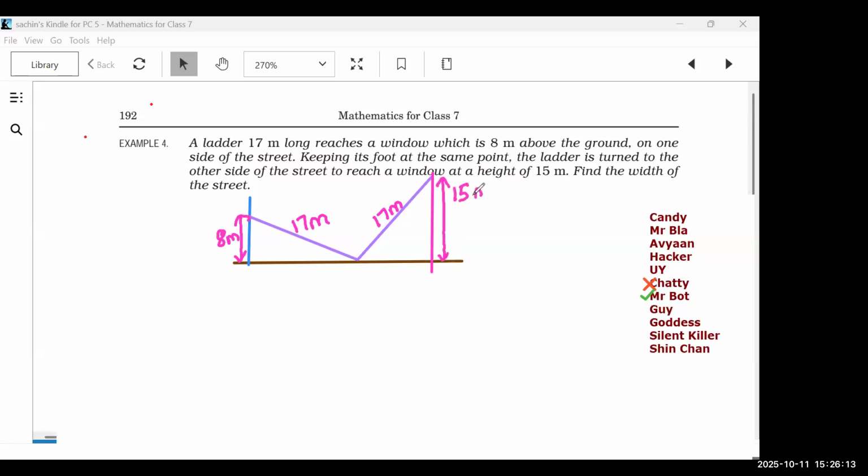So you have to find the distance between the two houses, where Arav's friends live. So you have to find this distance.